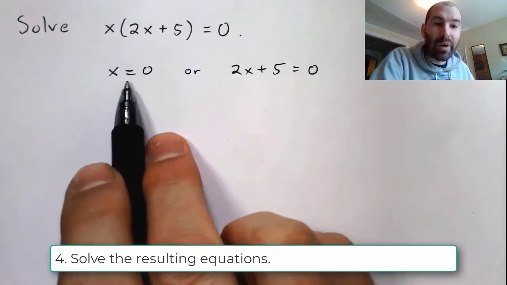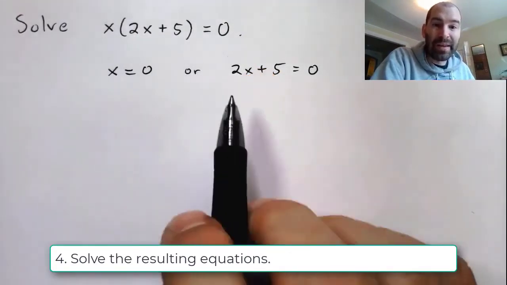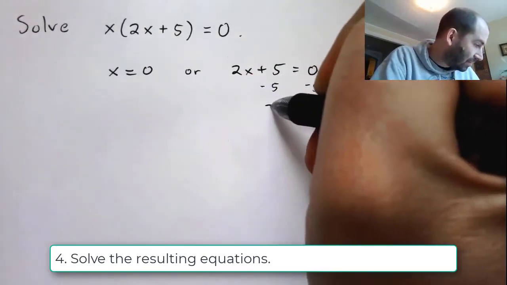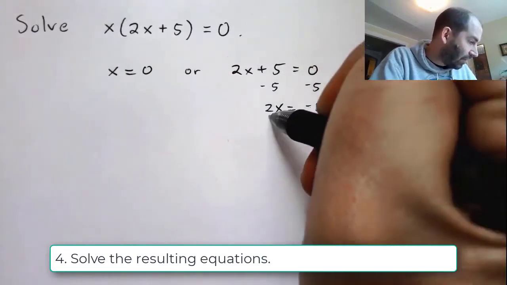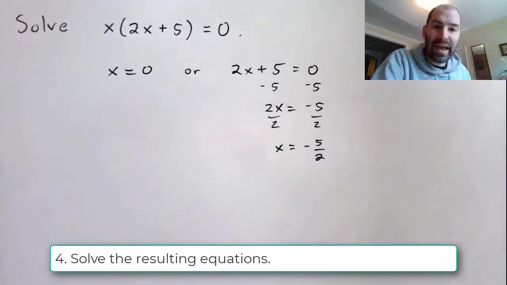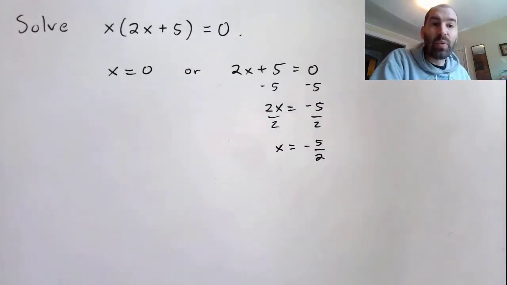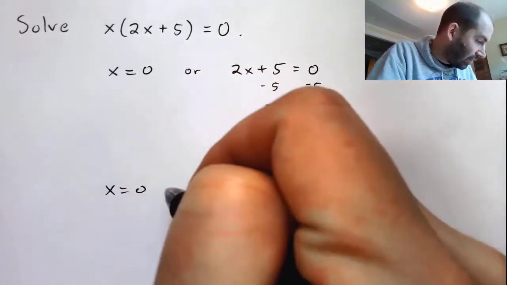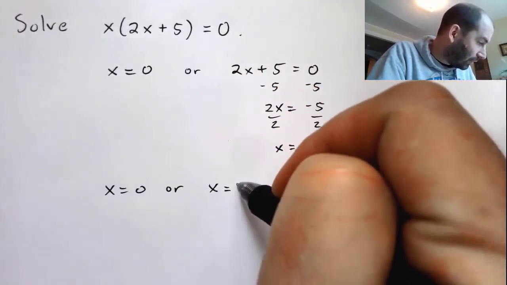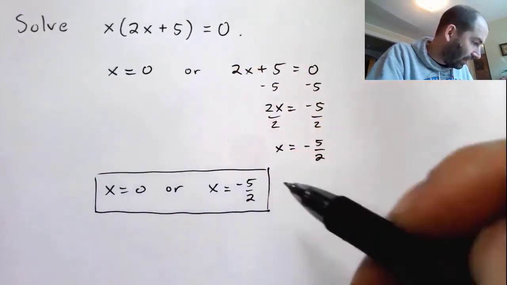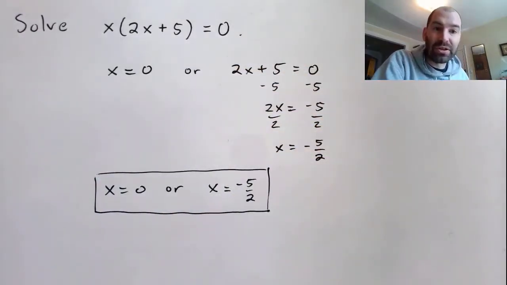So this one's already solved. x equals 0. Done. Let's go to the next one. Well, I'll subtract 5 from both sides. Divide both sides by 2. And we see x is negative 5/2. So we have two solutions to this equation. The solutions are x equals 0 or x equals negative 5/2. If x is either one of these values, that will be a solution.